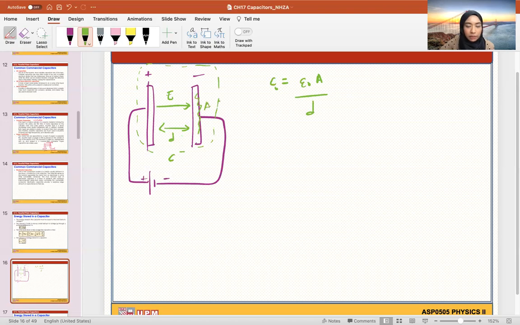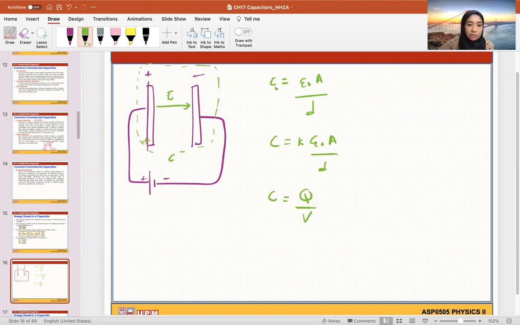This is A. Okay, that's A and D. And if I put in a dielectric material, this equation will become K epsilon naught A over D. There's another equation for that. C is equal to Q over V. V is the potential difference. Q is the number of charge on either plate.